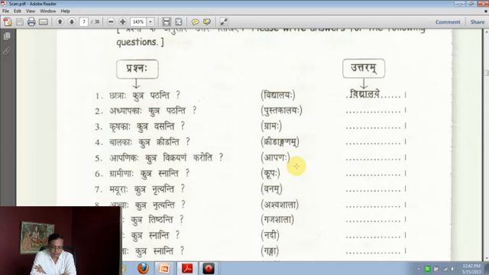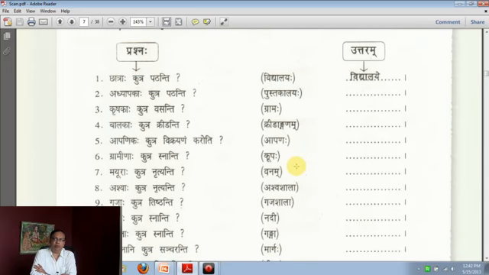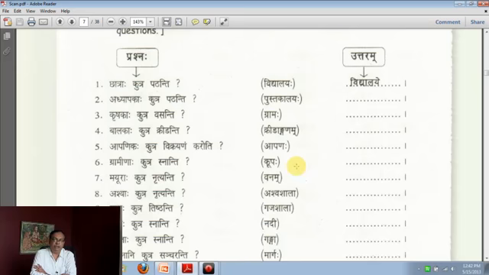Fifth. Apanikaha Kutra Vikrayanam Karoti? Where does the shopkeeper sell? Apanikaha Apane Vikrayanam Karoti. A shopkeeper sells in his shop. Apane, in his shop. Next. Graminaha Kutra Snanti? Where do the villagers take bath? Graminaha Kupe Snanti. Villagers take bath in a well. So, Kupa Shabda is well.